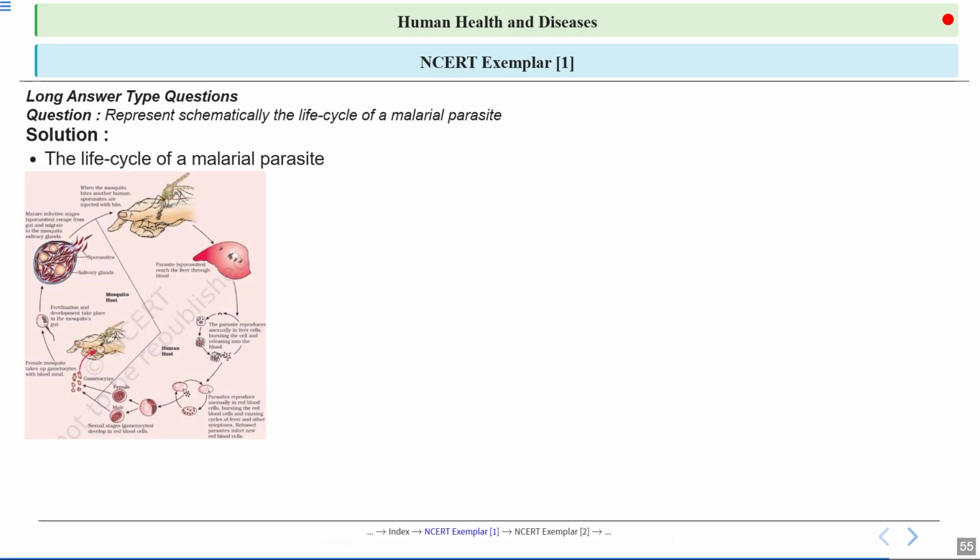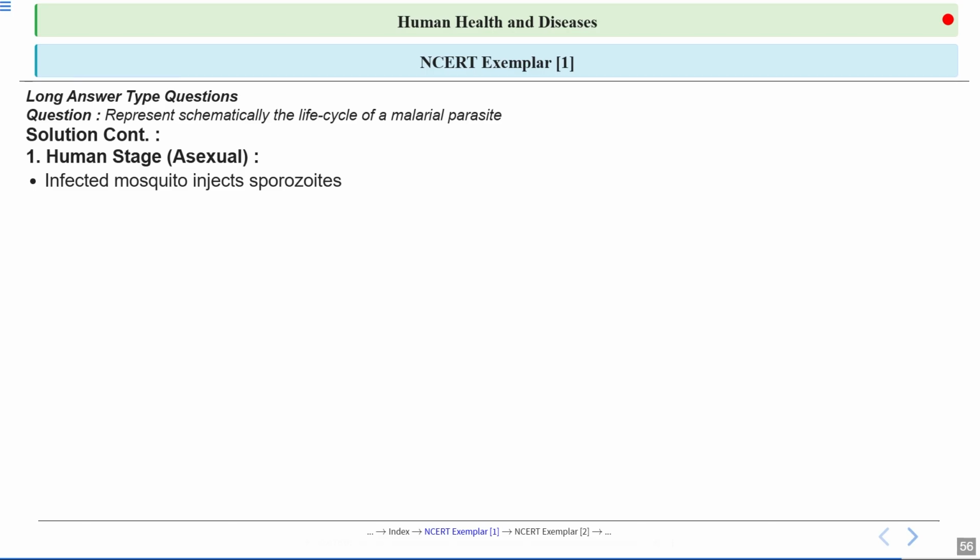This is the image showing you the life cycle of the malarial parasite. We'll start with the stage when the female Anopheles mosquito bites the human. It has two hosts, human host and mosquito host. The mosquito is the female Anopheles mosquito, and this is also a vector for the transmission of this disease. So this mosquito is a vector and a host as well. And it has a very complex life cycle because it involves two hosts.